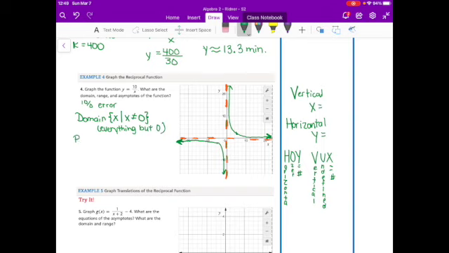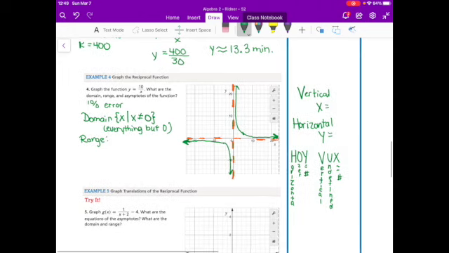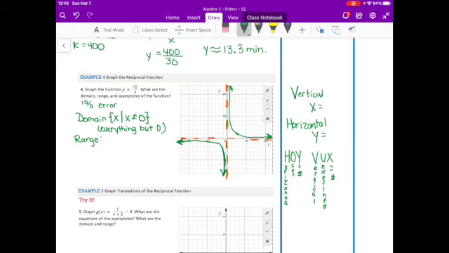Okay. The range is the same because it goes down forever, up forever, but it never touches this horizontal orange dashed line that I created. So we write it in the same format, but with y. And the reason that that is our domain and range is because our vertical asymptote is x equals 0, and our horizontal asymptote is y equals 0. So that's the vertical and that is the horizontal.